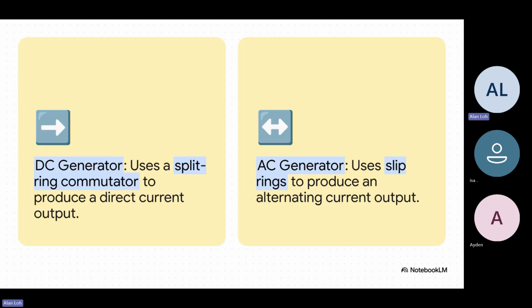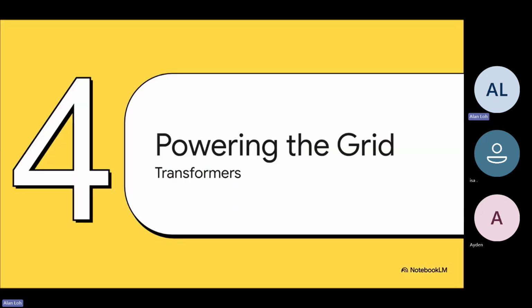A DC generator uses that same clever split ring commutator we saw in the motor to make sure the current always flows in one direction. An AC generator, though, uses much simpler slip rings. This lets the current naturally flip its direction every half turn, creating the alternating current, or AC, that powers pretty much all of our homes and cities. So we can create force, we can create rotation, and now we can generate our own electricity. We're almost there. The final piece of this giant puzzle is, how do we move all that power around efficiently?